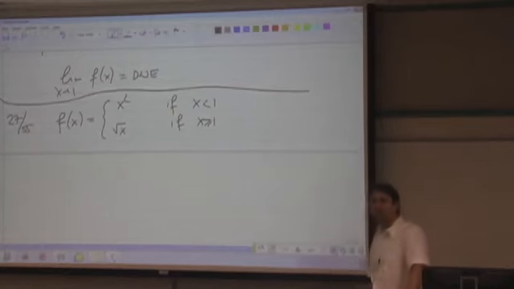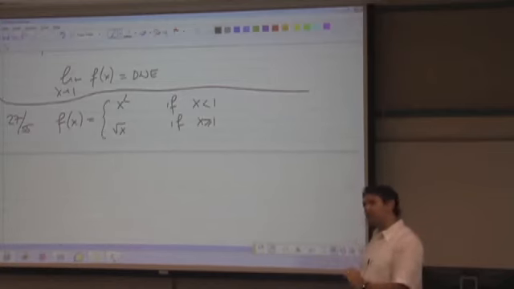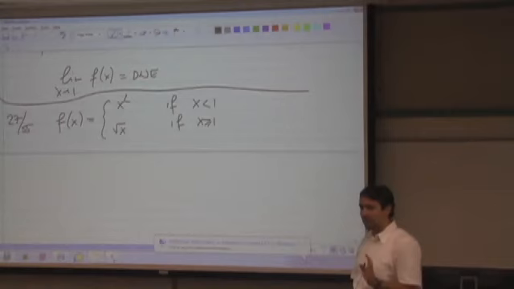Yes? 1 squared and square root of 1. Sorry? This is 1 squared and square root of 1 is equal, so what is that actually saying? That they get the same point. So what you're saying is that that shows that f is continuous at 1. The problem said, show that f is continuous everywhere.